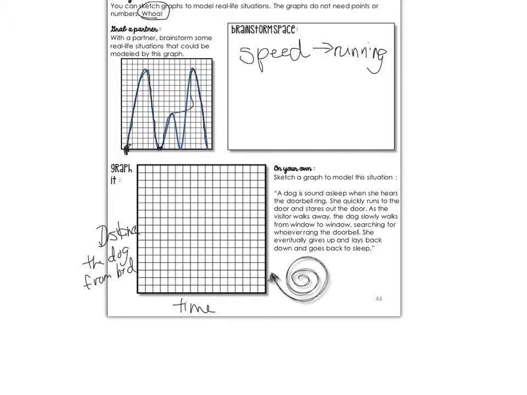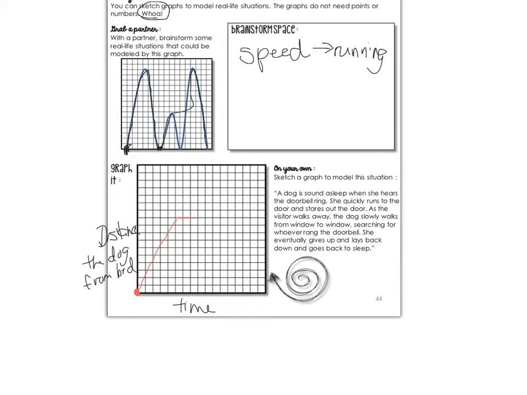Okay, so we look at the story and we graph. First off, the dog is in its bed, so its distance from the bed when it starts is right down there at the origin, at 0, 0. She quickly runs to the door, so we're going to show a quick speed to the door, and it says she stares out the door for a little bit of time. So when she stares out the door, that distance stays the same.